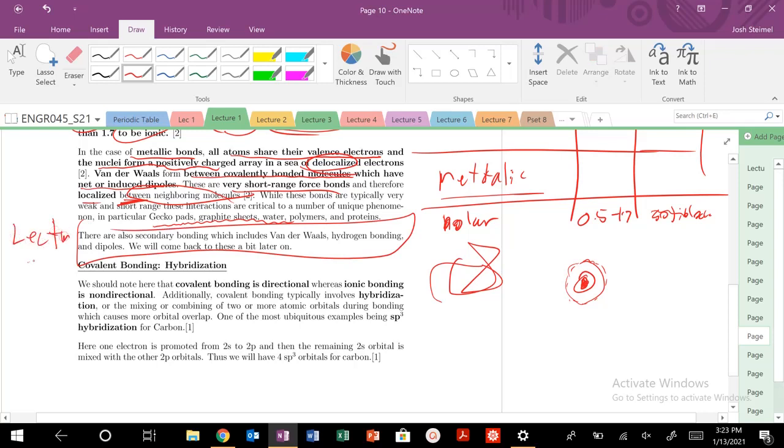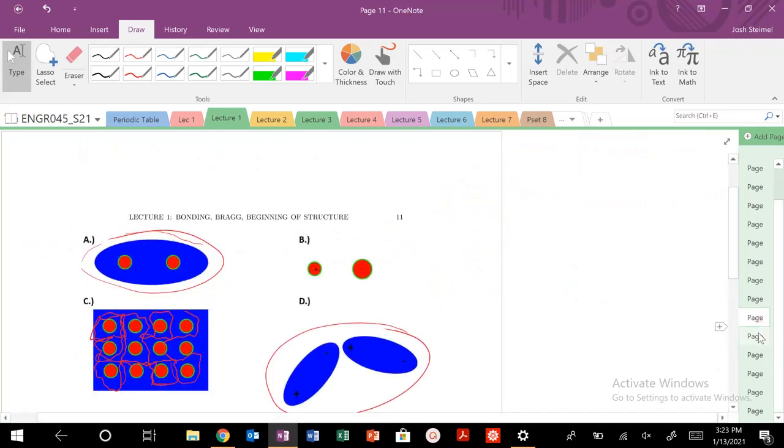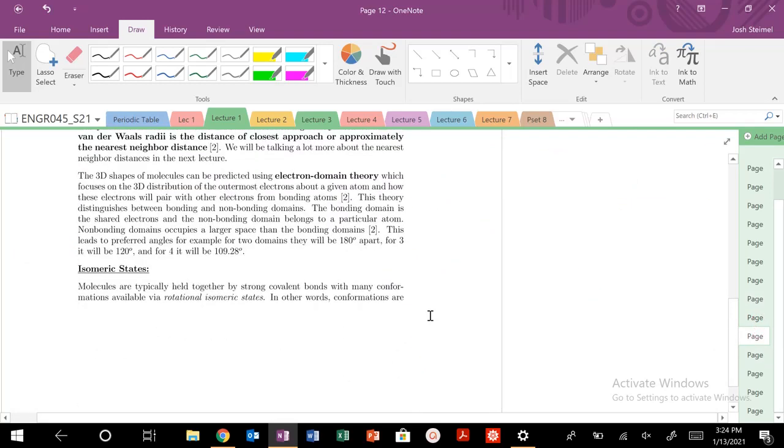All right. So next time we're going to do a very, very brief lecture on hybridization and then get to a really, really cool topic, which is isomeric states.